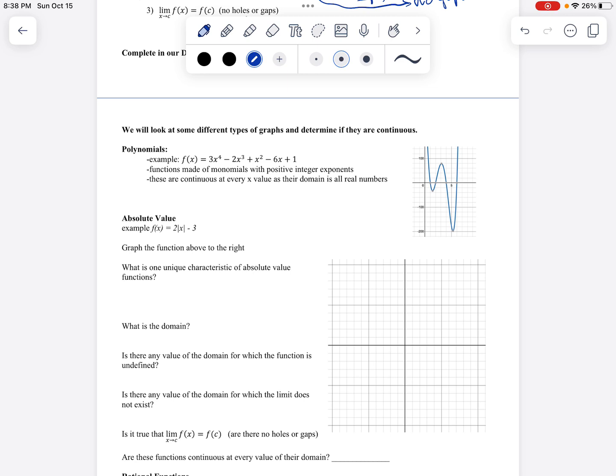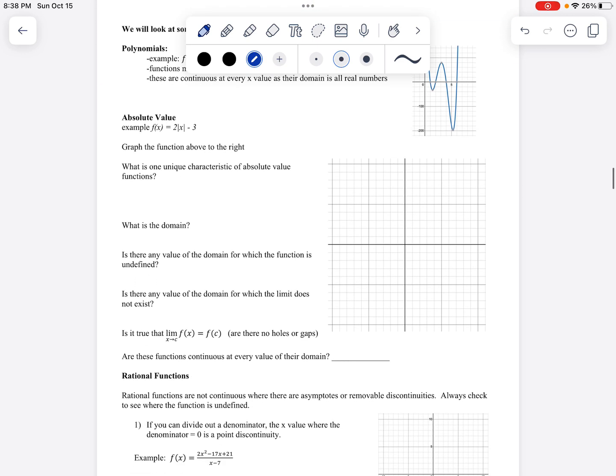And these are always continuous at every x value, as their domain is all real numbers. So whenever you have a polynomial, notice you can put anything in for your x values. No matter what you put in for your x values, you're going to get a y value, and they're always continuous. There's no jumps, there's no gaps. The limit exists at every point in the domain.